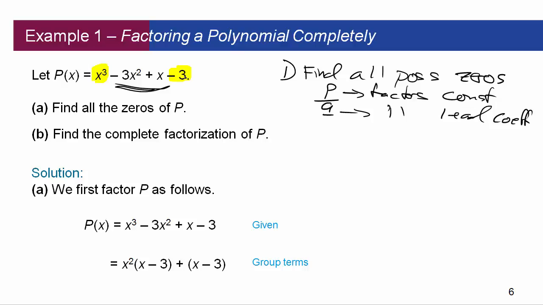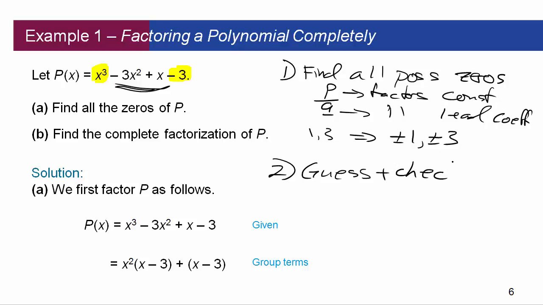So in this case, we would go, all right, factors of 3 are just 1 and 3. Factors of the leading coefficient are just 1. And it tells us that our only possible zeros are plus and minus 1 and plus and minus 3. And then step 2, after you figure those out, is always just guess and check. It's all about running through your list. We've got 4 possibilities there. Let's just start ticking them off.